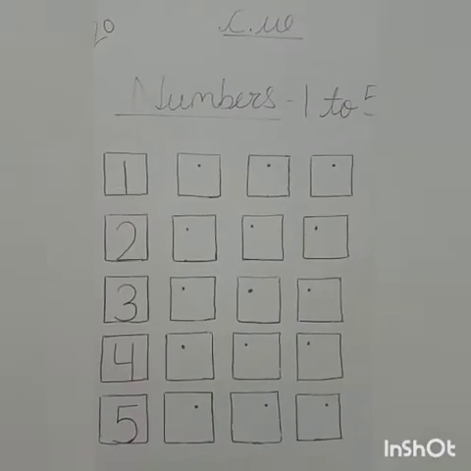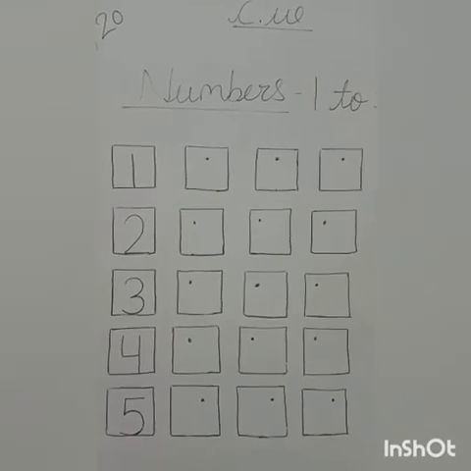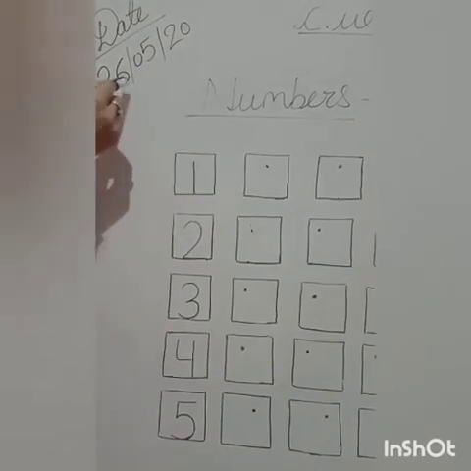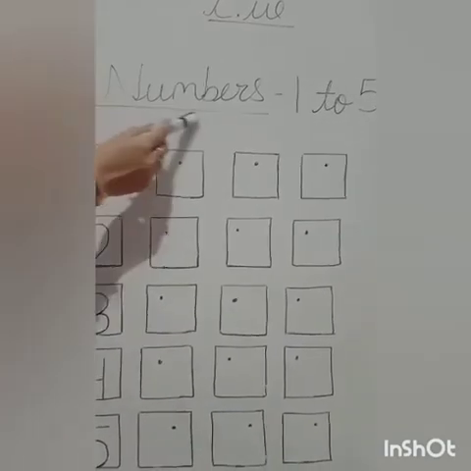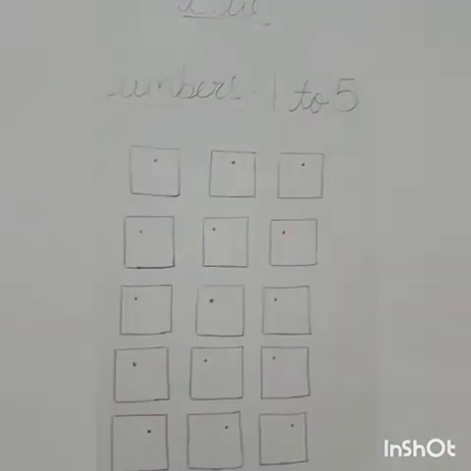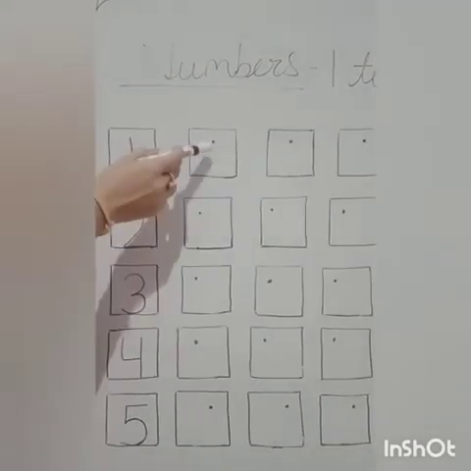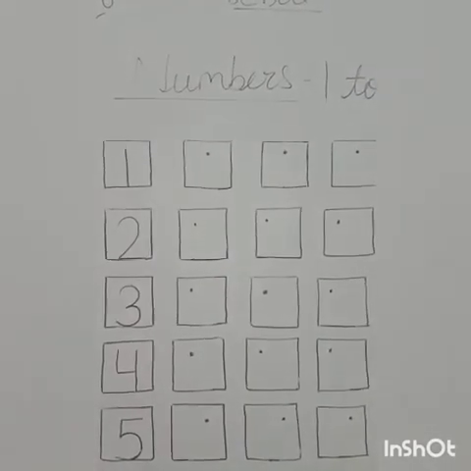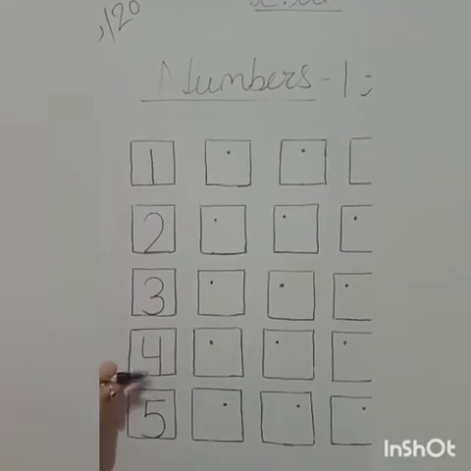After that, in maths, kids, today we will practice writing counting from 1 to 5. First of all, note down today's date, 26/5/20. Classwork heading: numbers 1 to 5. Let's start kids. Now we will practice writing counting from 1 to 5 by making just one dots. Okay. So kids, first we will do number 1, then we will do number 2, 3, 4, 5.